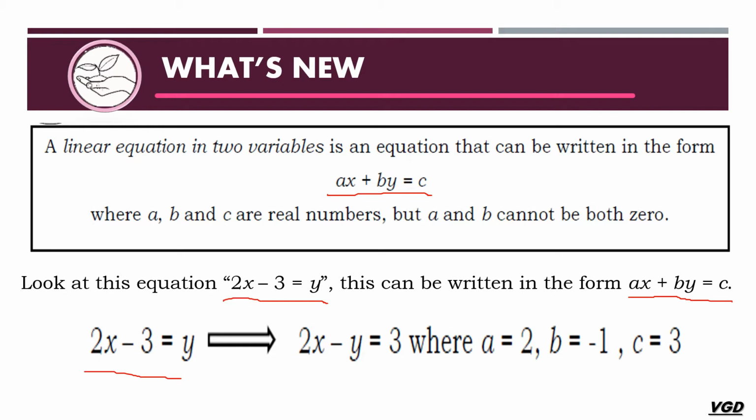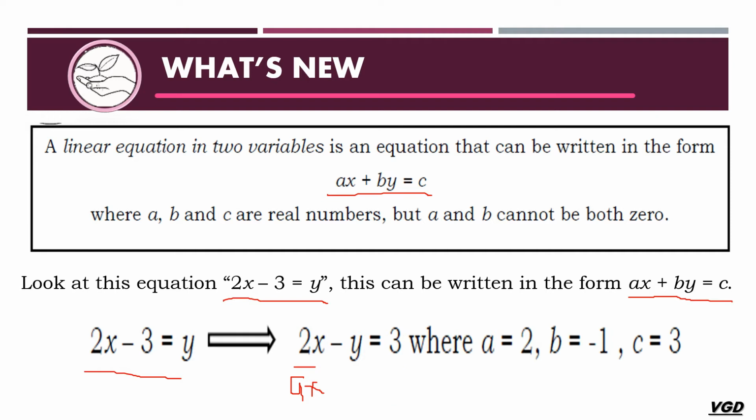So we got here 2x as our ax and our by is our y. So it will now become negative y as we transpose y from the right side to the left. Since it is positive on the right, as we transpose it to the left, it will become negative. Same goes with negative 3. Since it is negative on the left side, as we transpose it to the right, it will now become positive. So that is positive 3.